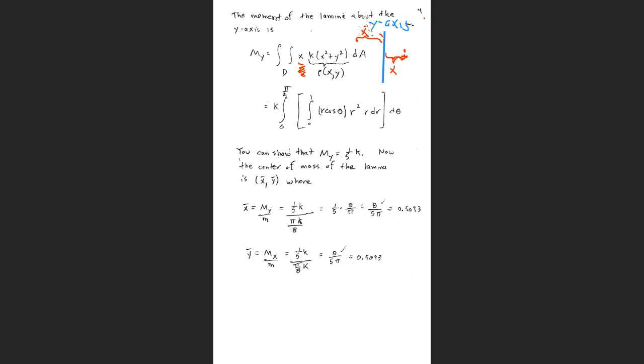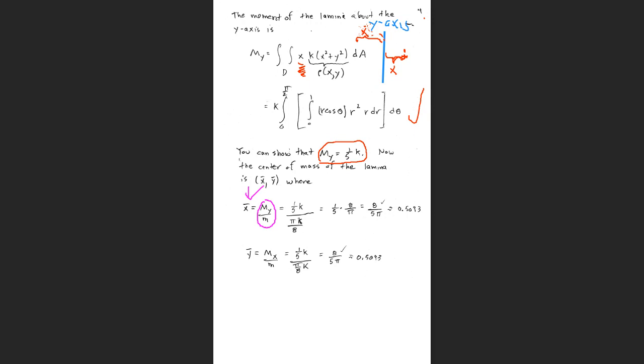So we end up getting this double integral, but I didn't compute it. You can show that the moment about the y-axis is also going to be 1/5 k. So if we want to find the center of mass, we take these moments and divide them by the total mass. For the centroid or center of mass, if we want the x-coordinate, we take the moment about the y-axis and divide by the total mass.